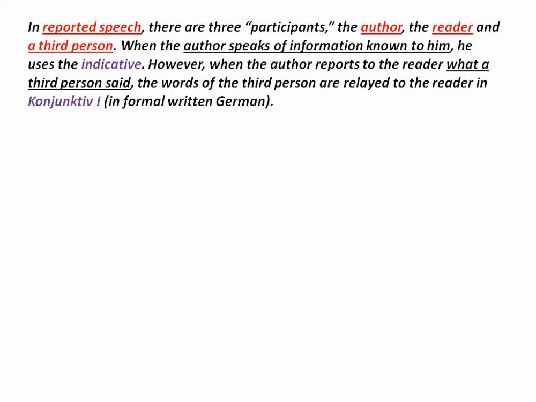Okay, so in reported speech there are three participants: the author, the reader, and the third person. The author is the reporter, and he's reporting to the reader about something that the third person said or did. So when the author speaks of information known to him, he uses the indicative. But when the author reports to the reader what a third person said, the words of the third person are relayed in this subjunctive I form.